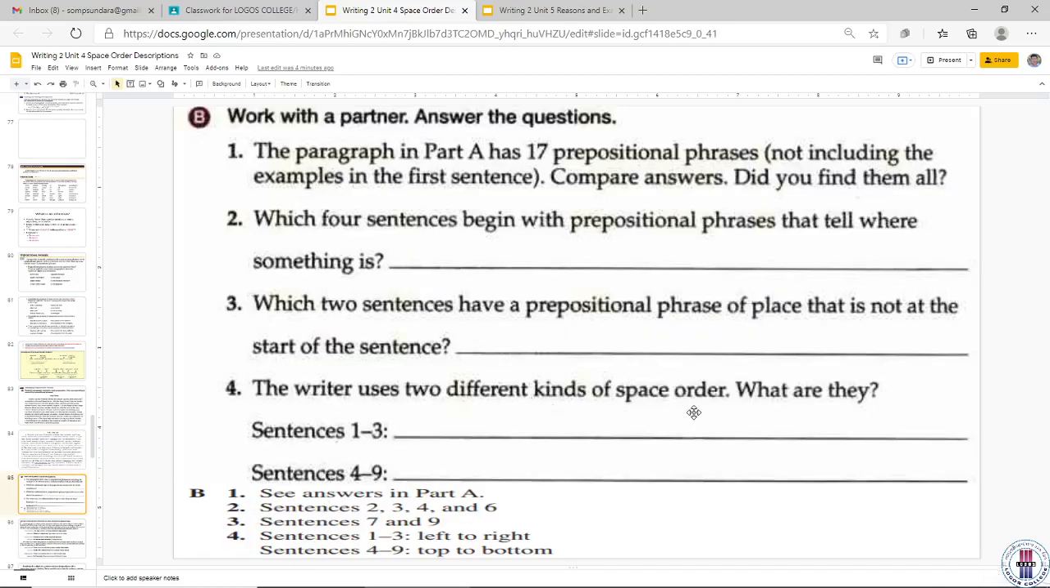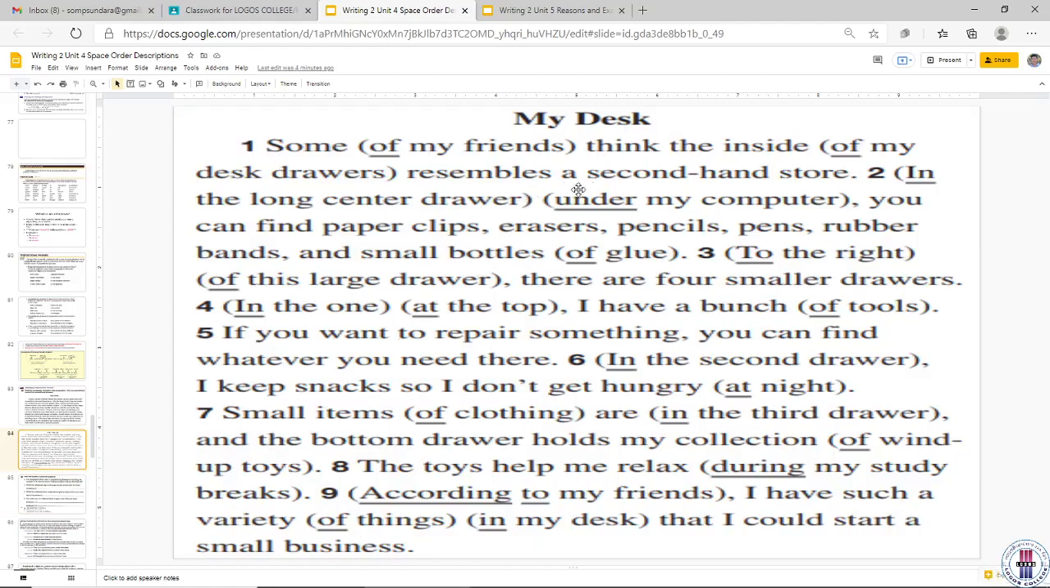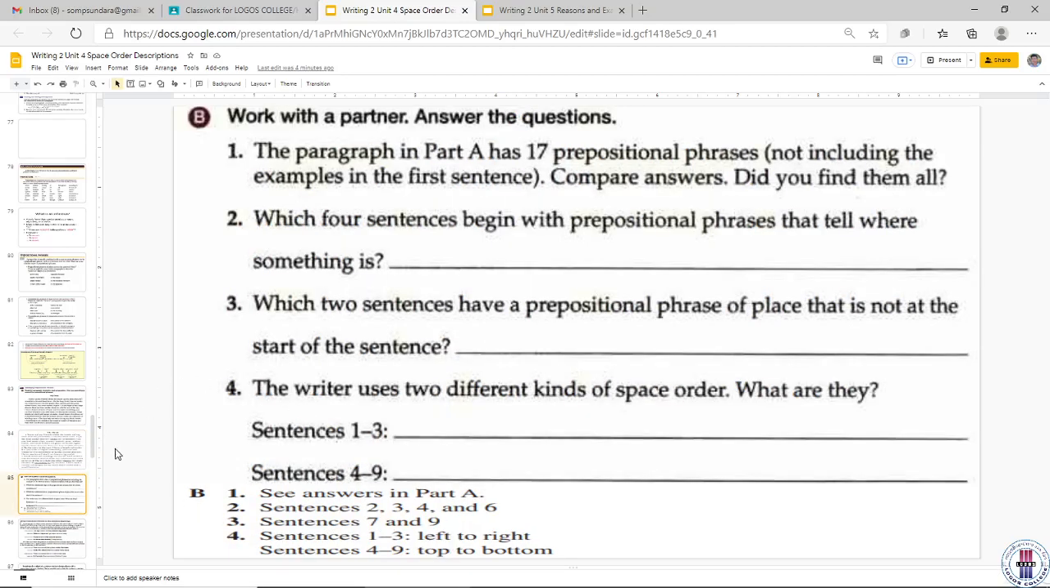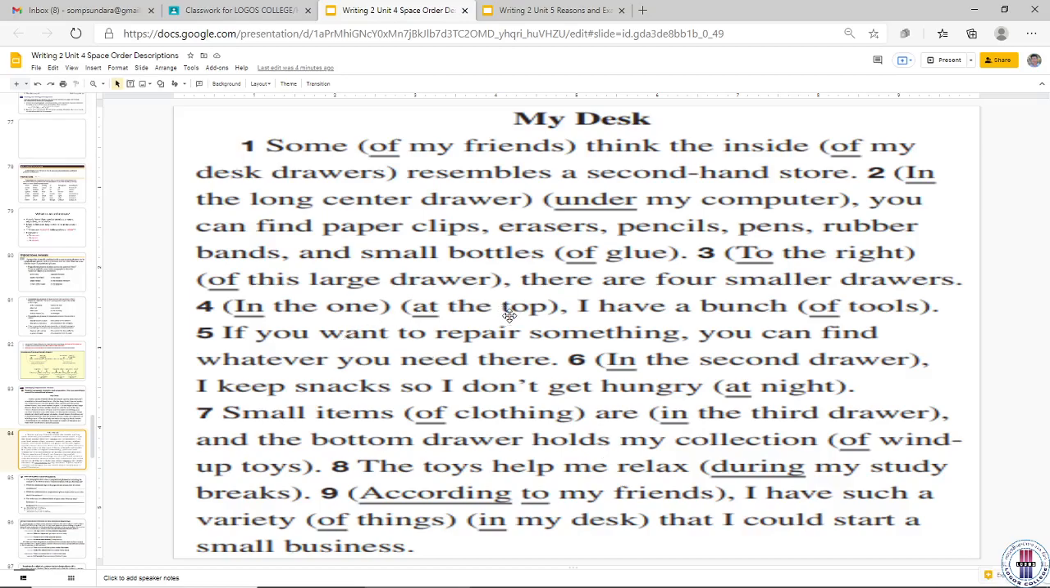The writer uses two different kinds of space order. What are they? Sentence 1 through 3 is left to right. Remember, space order is when we are describing a picture or location of things. In sentence 1 through 3, he moves from left to right. Says in a long center, and then he goes to the right, and that's the end of it. Sentence 4 through 9, he goes top to bottom. In the one at the top, and then in the second drawer, and then the bottom drawer holds my collection of wind-up toys.